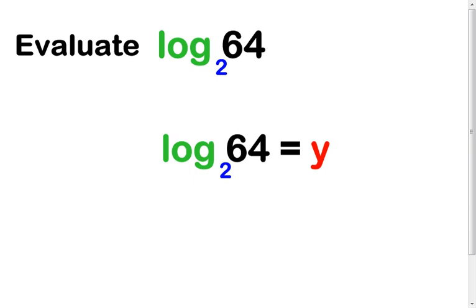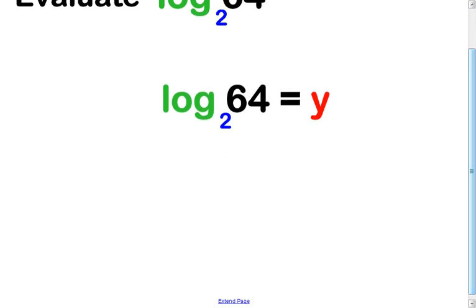All right, so now when I ask you to evaluate this, log base 2 of 64, one thing you can do is just put a variable on the other side of that equation. Set it equal to a variable. In this case, I set it equal to y. When I set it equal to a variable like that, that will help me because if working with it in logarithmic form is not working for you, then you can switch it to exponential form. So right now, there's nothing I can do.